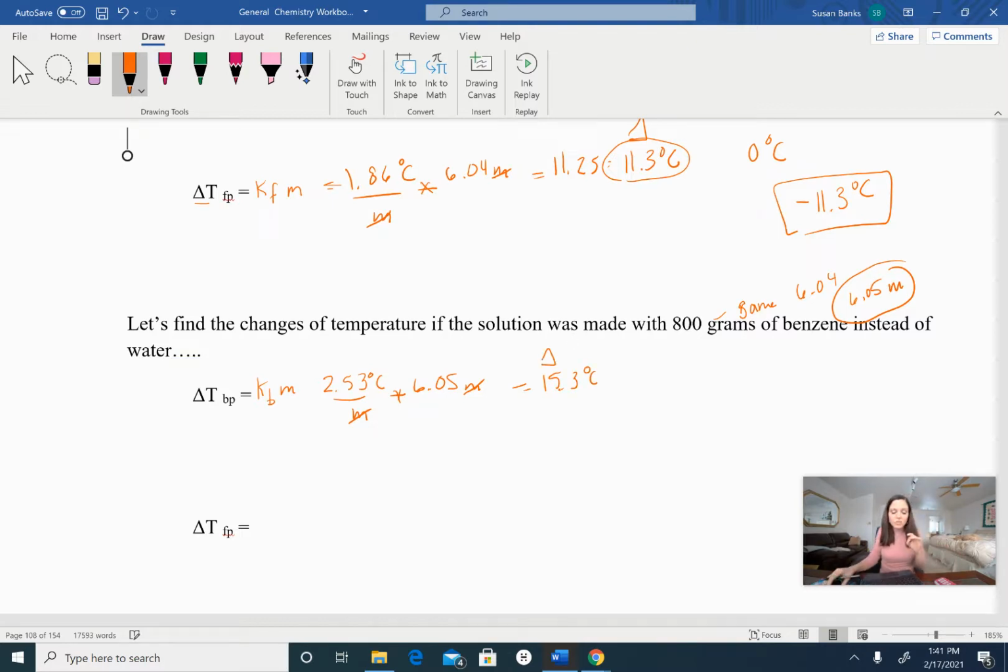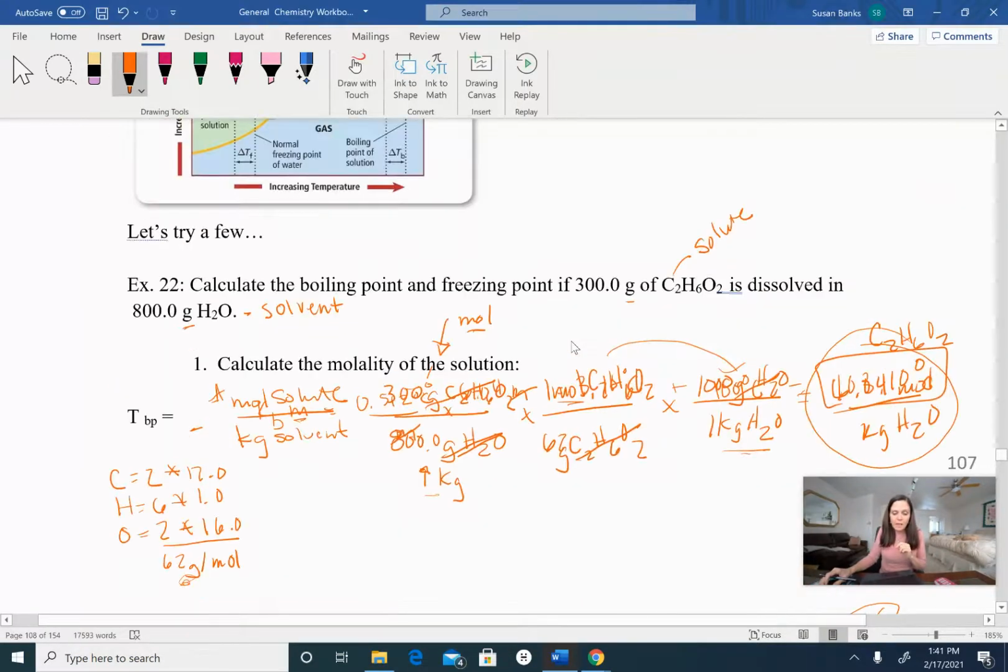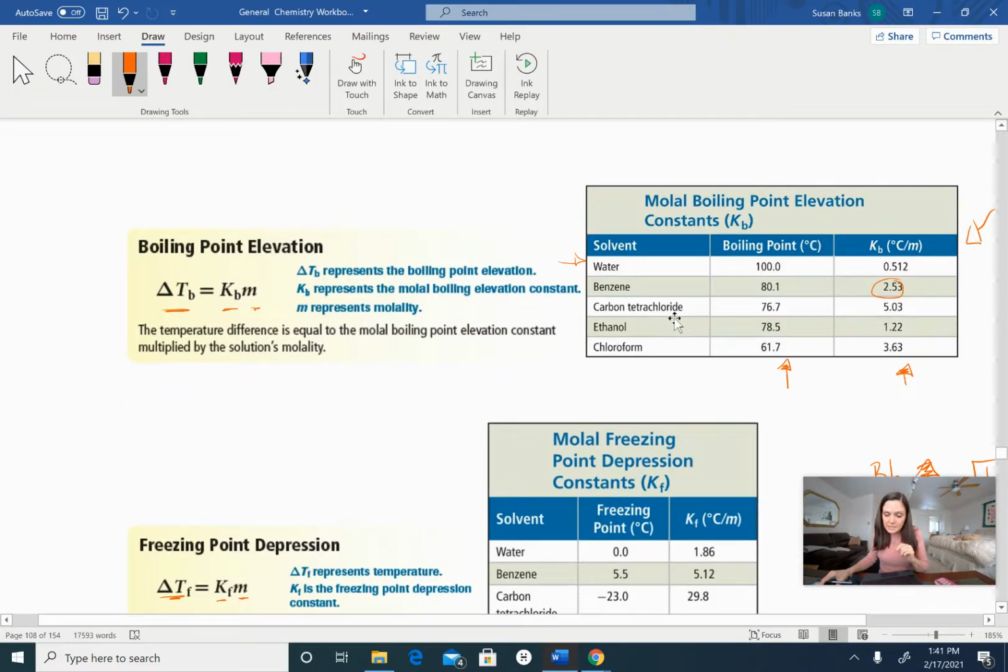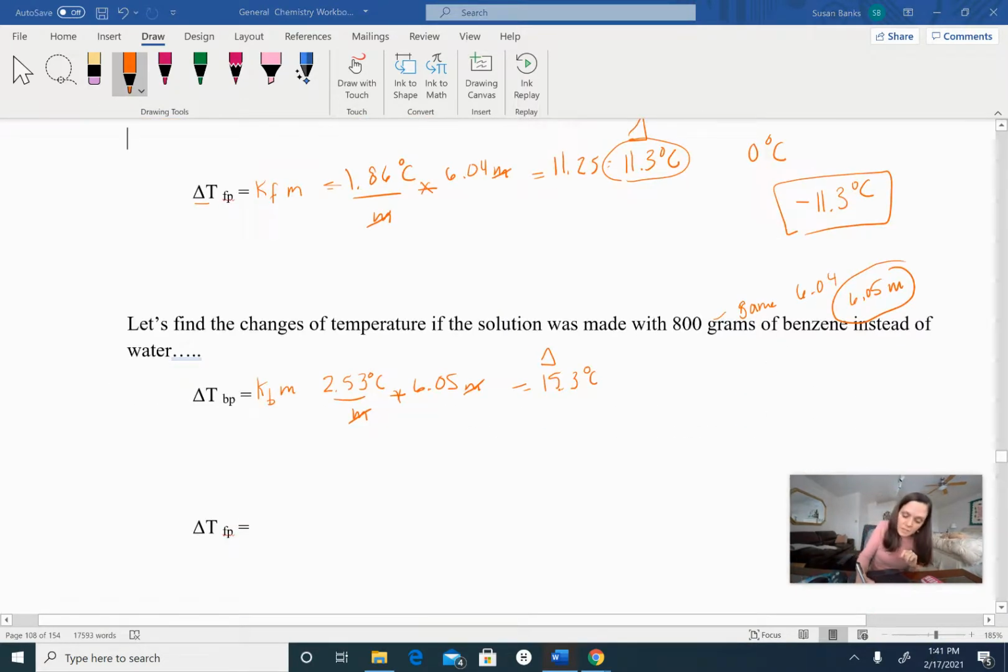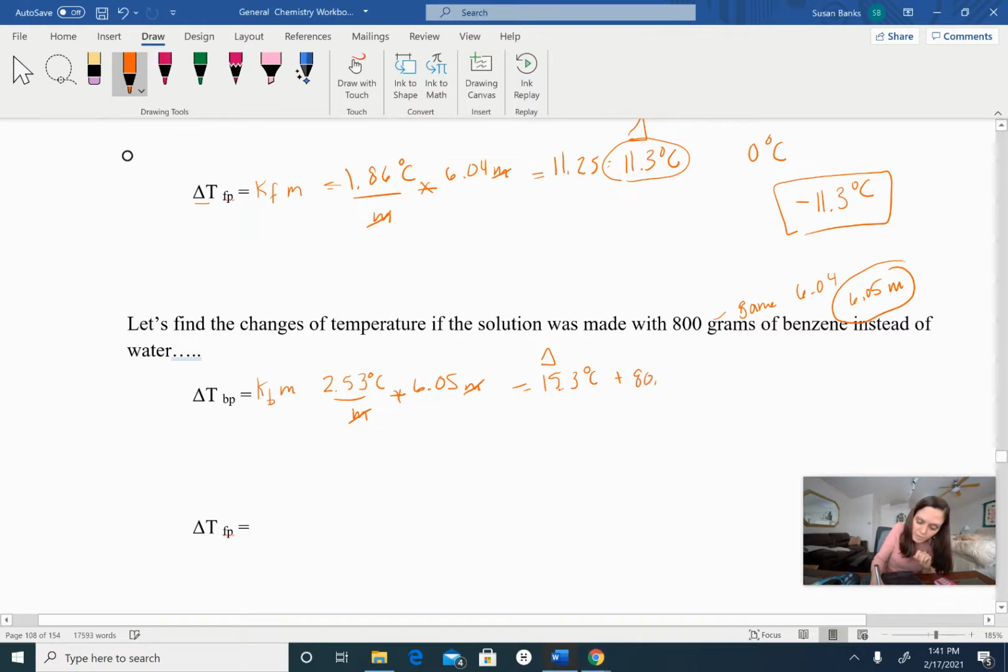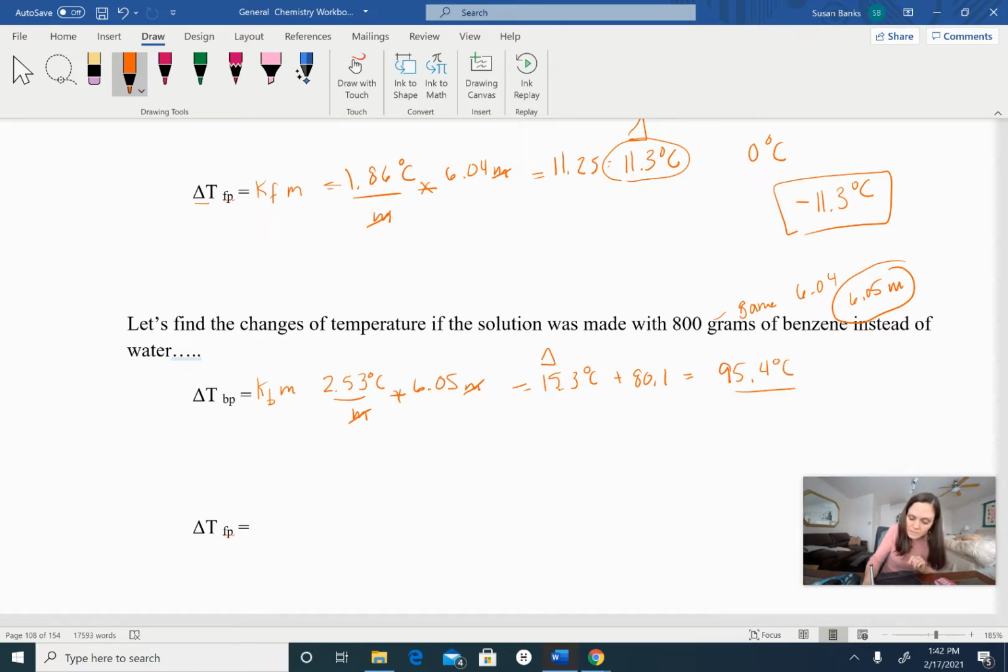Now that's just our normal change. Let's look what the boiling point of benzene is. So if we look at what the boiling point of benzene is, it's 80.1. So we're going to add that 15.3 to 80.1 to get our new boiling point. So that will give us a new boiling point of 95.4 degrees Celsius for that benzene. That's the new boiling point.